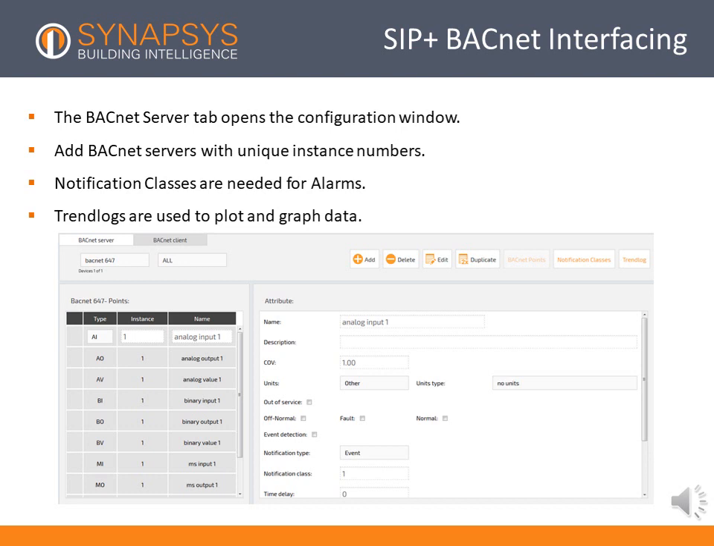To create data points in the BACnet server, use the table on the left of the page and press the orange arrow to create points. Each point will have a unique instance number, object type, and label. For each object type, different configuration settings will show in the main body of the page. These settings are used to configure the properties of the individual points. For more information about the configuration of these settings, refer to the SIP+ technical guide or contact Synapsys Solutions.